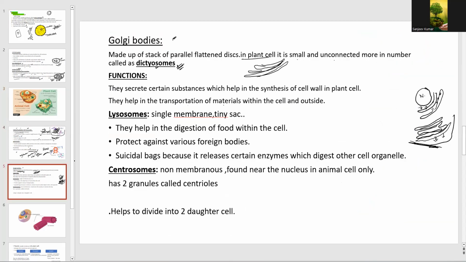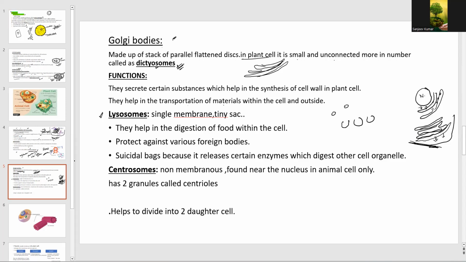Then we come to the next. This is the lysosome, I think. Till here it is clear? Powerhouse is our mitochondria. Yes. Then which are the protein factories? Ribosomes. Dictyosomes is the name of Golgi bodies. Then lysosome. Lysosome is a single tiny sac-like structure. These small sac-like structures are present around the cell. They help in the digestion of food within the cell.